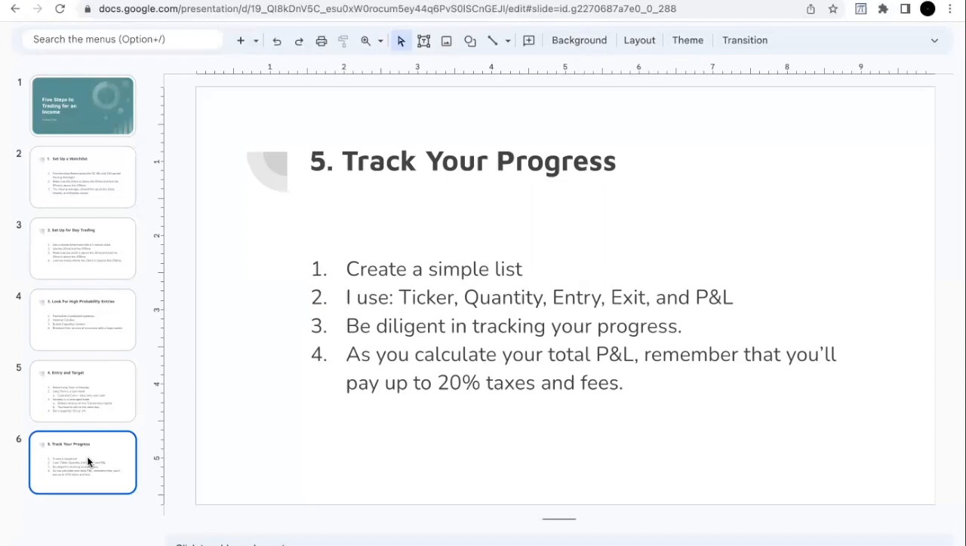And then finally, as you calculate your total profits, remember that you'll pay up to 20% taxes and fees, sometimes 10, 15% like that. Might even go up to 20%. I hope this benefits you.